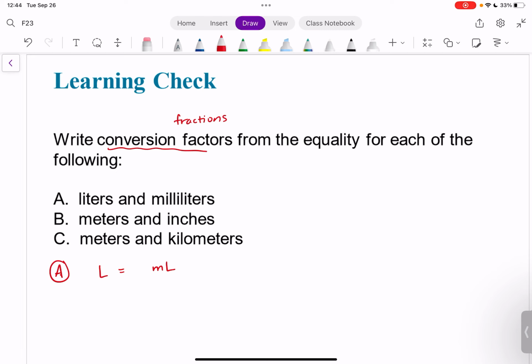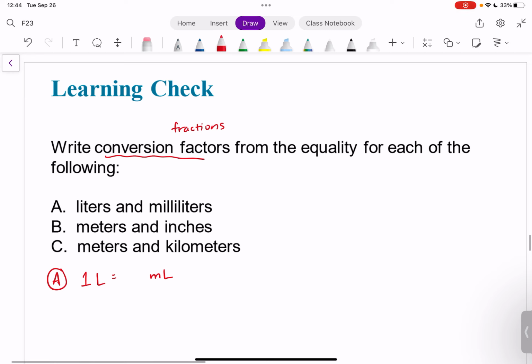And then I'm going to assume that I have one of my bigger unit and think about how many small units I have in my bigger unit. So in this case, are liters or milliliters larger? Yeah, liters are larger. So I'm going to assume I have 1 liter, just so I can write this equality easily. All right, so in 1 liter, how many milliliters are in there? Yeah, 1,000. Remember, 1,000 milliliters equals 1 liter.